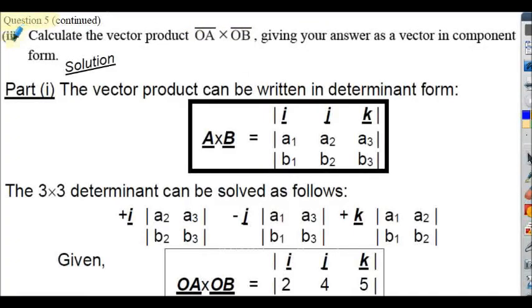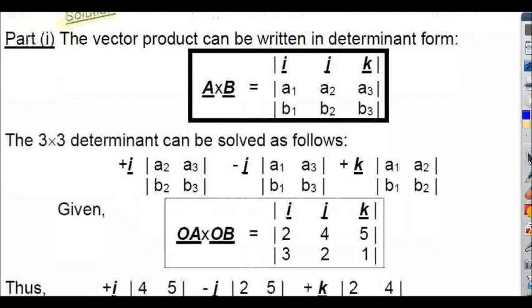So question 5 part 2, here's the solution. I'll let you work through it at your own pace. As I said, we've covered this in the actual lecture.